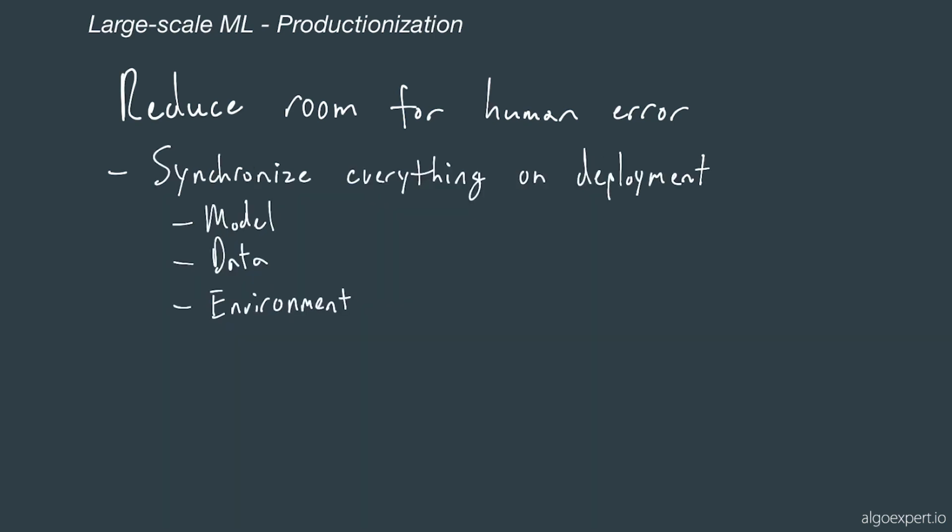So, even though we'll talk more in depth later about deployment, one of the goals of productionization is to synchronize everything on deployment. And by everything, we mean the model, the data that that model expects, and the environment in terms of the software packages. All of these things have to fall in place together.